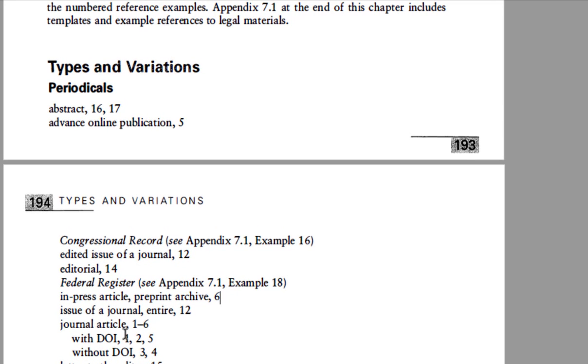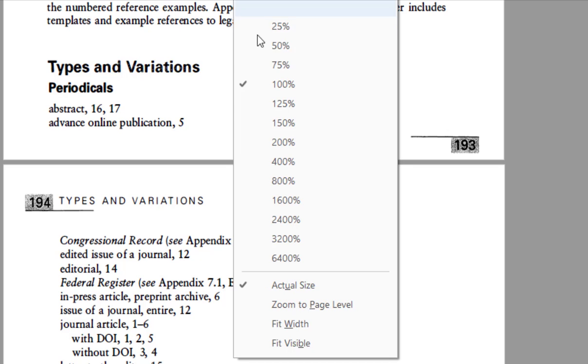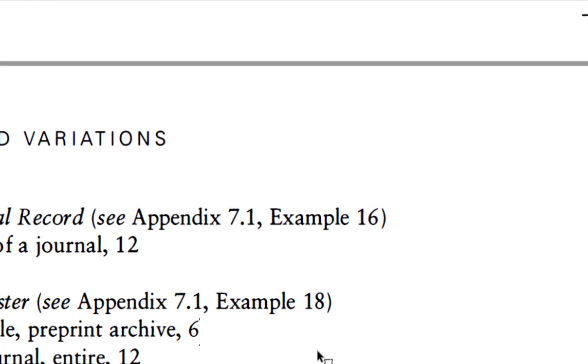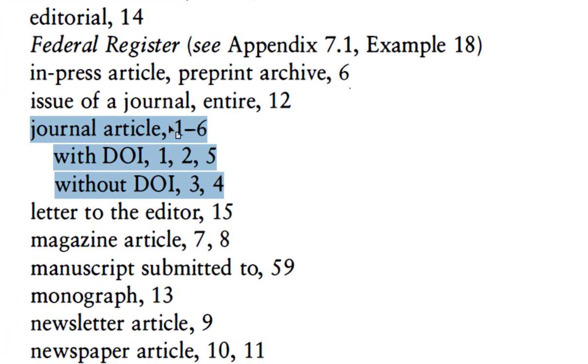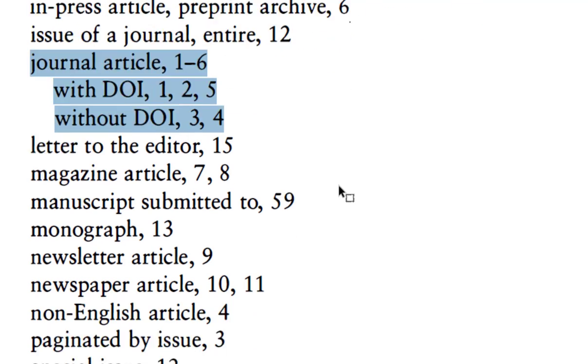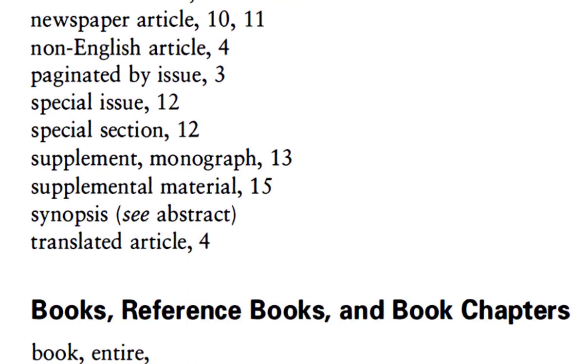This actually is going to correspond with all of the samples that we're going to look at in just a second. So the ones that are probably going to be the most common for you, making this a little bit larger, are going to be these ones right here: journal article with a digital object identifier and without a digital object identifier. Those are the most common ones that we'll be using for any of the research that you write in this class.